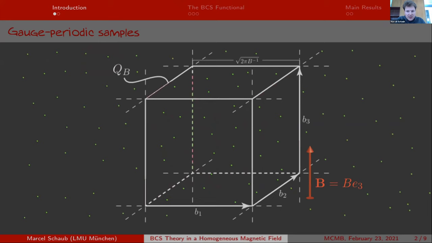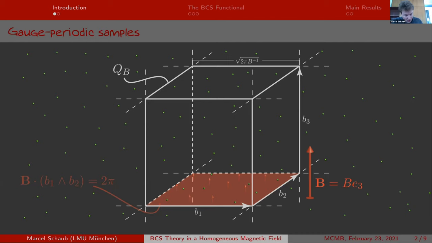And I'm thinking of this sample as being periodically extended to all of R3. And I have to be a bit careful due to the magnetic field, but I can do this using magnetic translations. And in this way, the system is then periodic with respect to the lattice that is spanned by these three basis vectors, which are stretched standard basis vectors of the usual three-dimensional space. Okay, and my unit cell is denoted by Q_B. It's the cube. And in this way, I'm modeling a system with a constant non-zero magnetic flux, which is the main novelty in this business, compared to preceding works on the BCS functional.